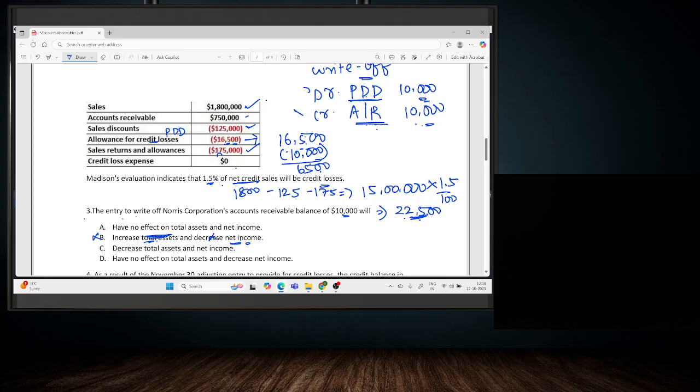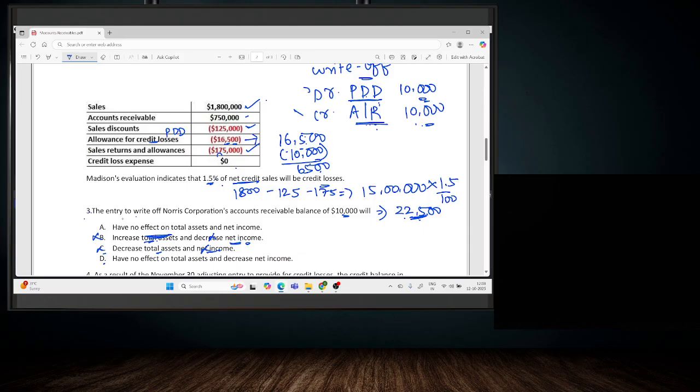Look at option C. Decrease total asset and net income. First, in option C also net income is there. So again, this entry is not going to have any impact on the P&L statement. So decreasing net income is not a right answer. So option C cannot be the right answer.